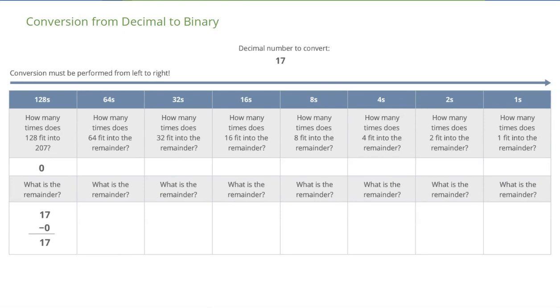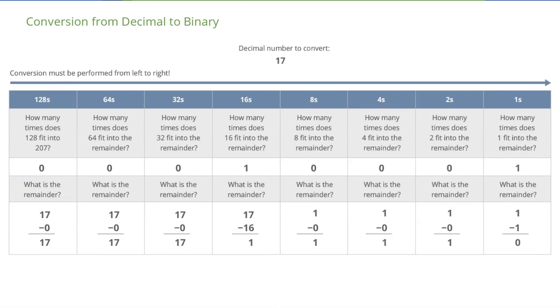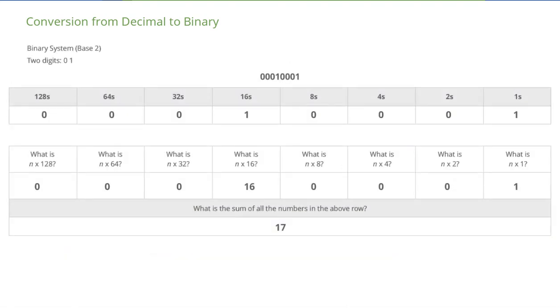We quickly determine that 128, 64, and 32 do not fit into 17, so we set each bit to 0. Moving on to the next column, 16 does fit into 17, so we set the bit 16 to a 1. Because we have a remainder of 1, the 8, 4, and 2 bits are set to 0, and the 1 bit is set to 1. To verify our work, we add up the powers of 2 that are turned on and see that it equals 17.